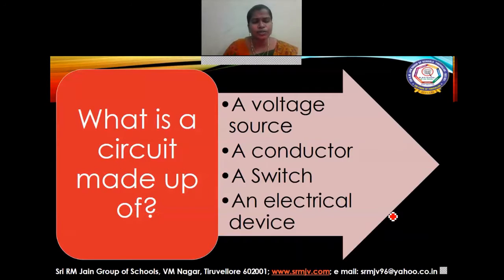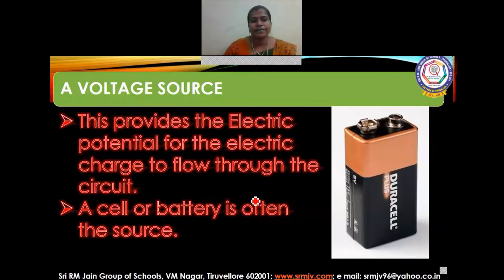What is a circuit made up of? A typical circuit should contain the following parts: the voltage source, a conductor, a switch, and an electrical device. So now let us learn about these components in detail. The very first thing is the voltage source.